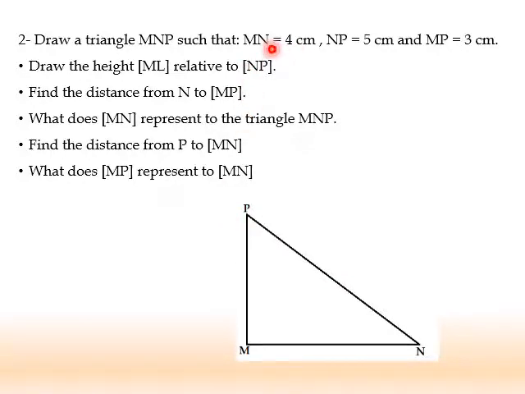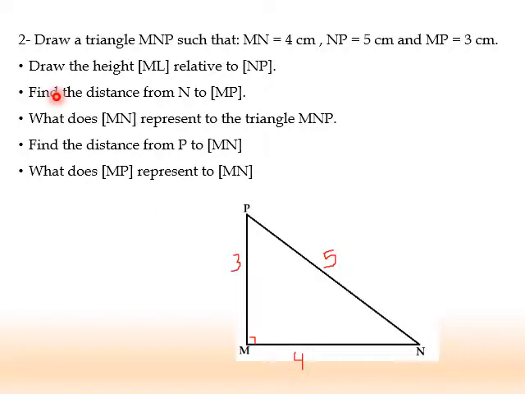And similarly from the vertex N, open the compass of NP. Open the compass of radius 5 cm, put it at the vertex N and draw another arc. The point of intersection of these two arcs is point P. Here we have MN equal to 4 centimeter, NP equal to 5, and MP equal to 3. Now, draw the height. If you look well, it's a right triangle.